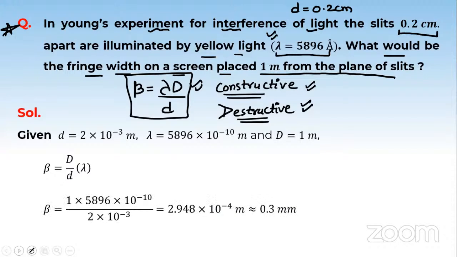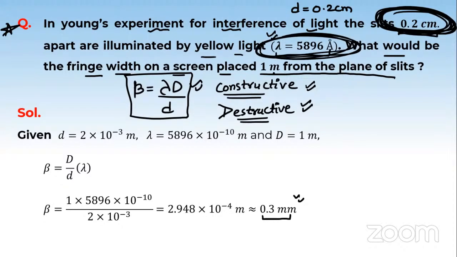So we can find here that beta is equal to 0.3 millimeter. This is our answer. Put the values, everything is given in the question. See this, small d is given to you, lambda is given to you, capital D is given to you, 1 meter. Put all the values here and you'll get the fringe width, 0.3 millimeter, and that's your answer.